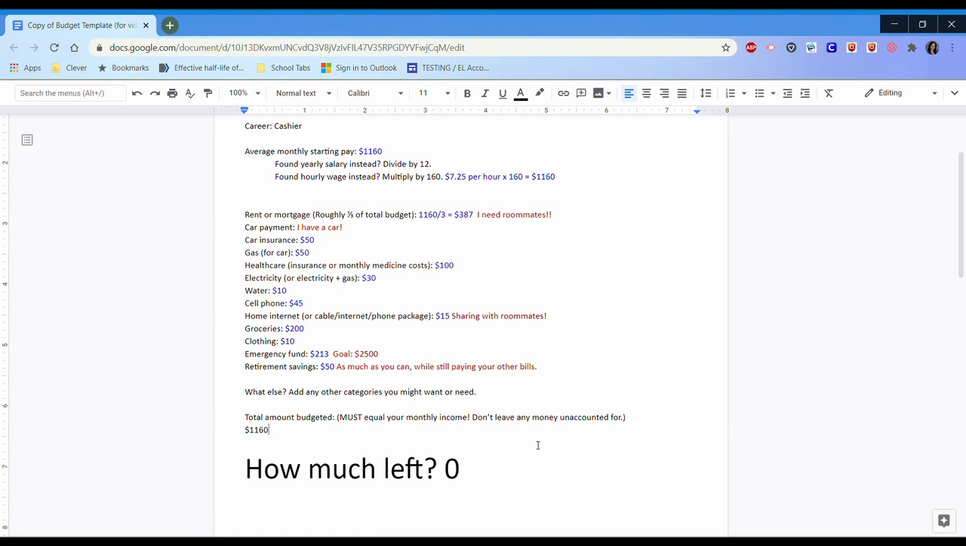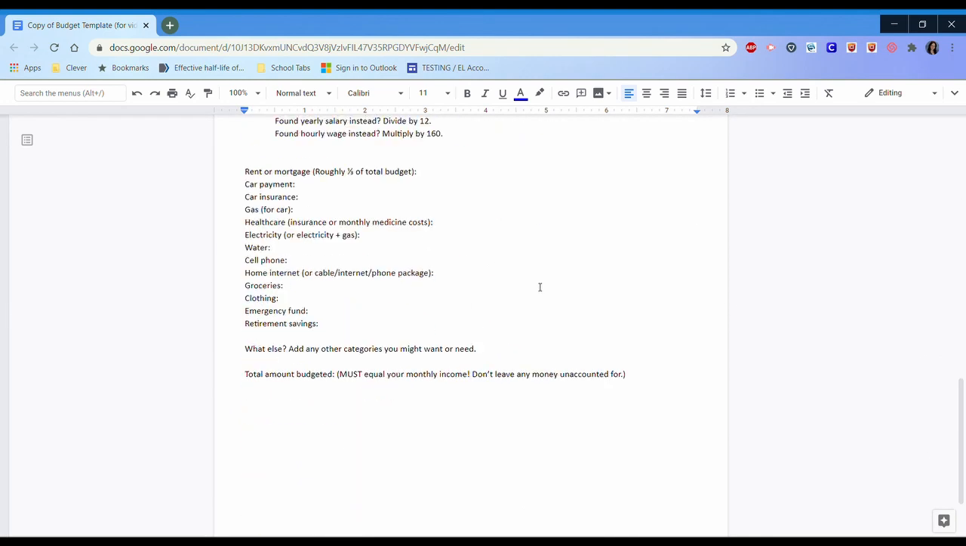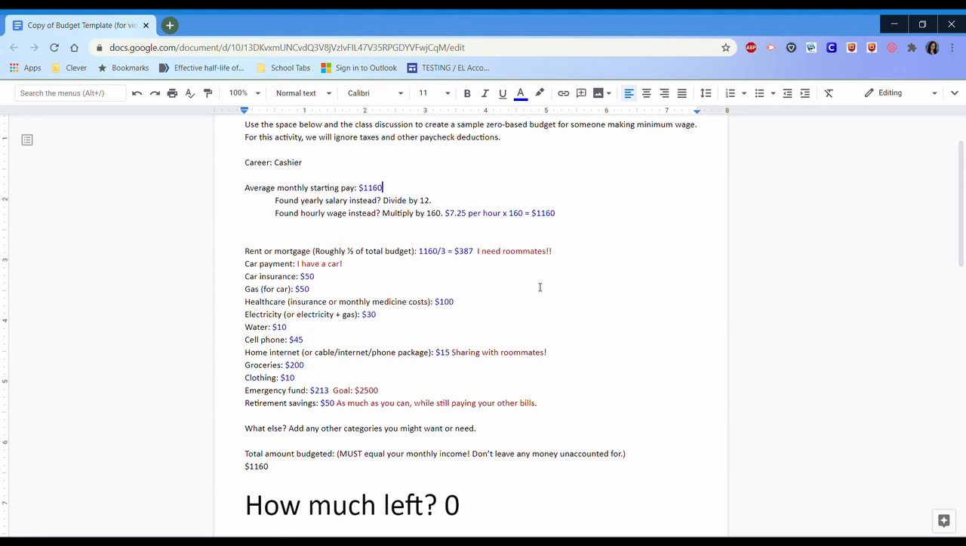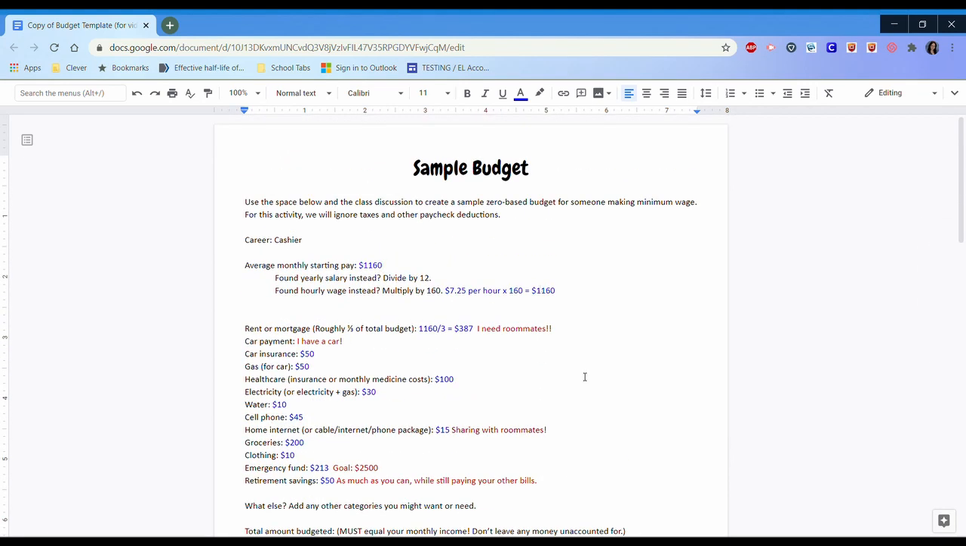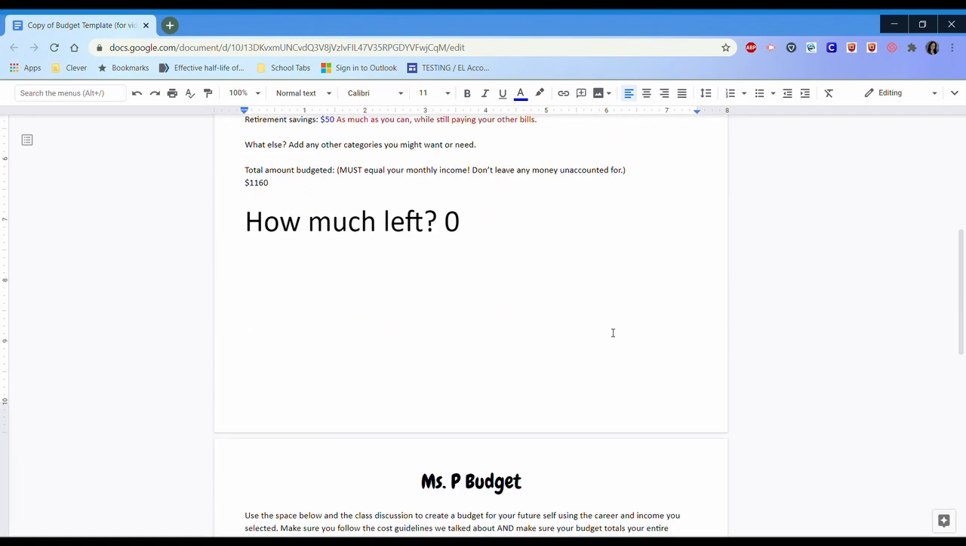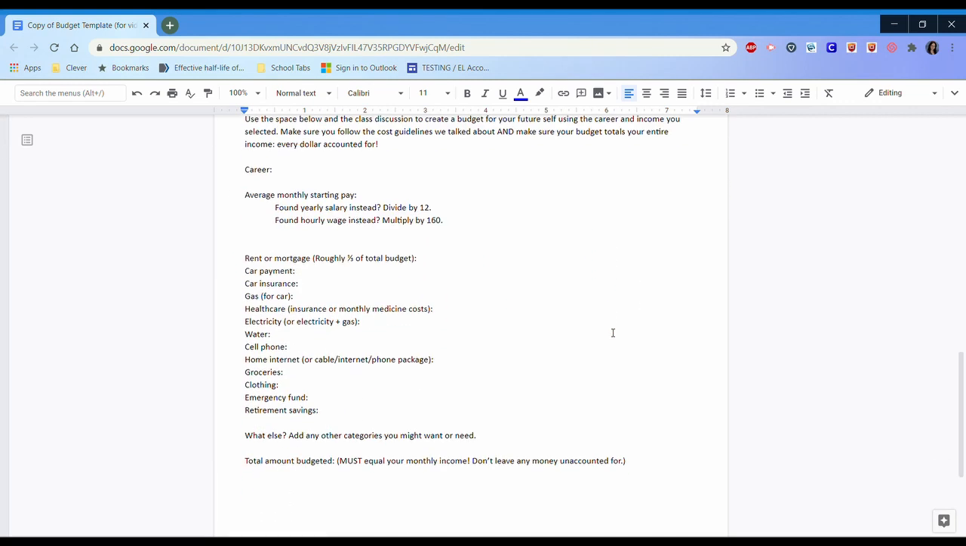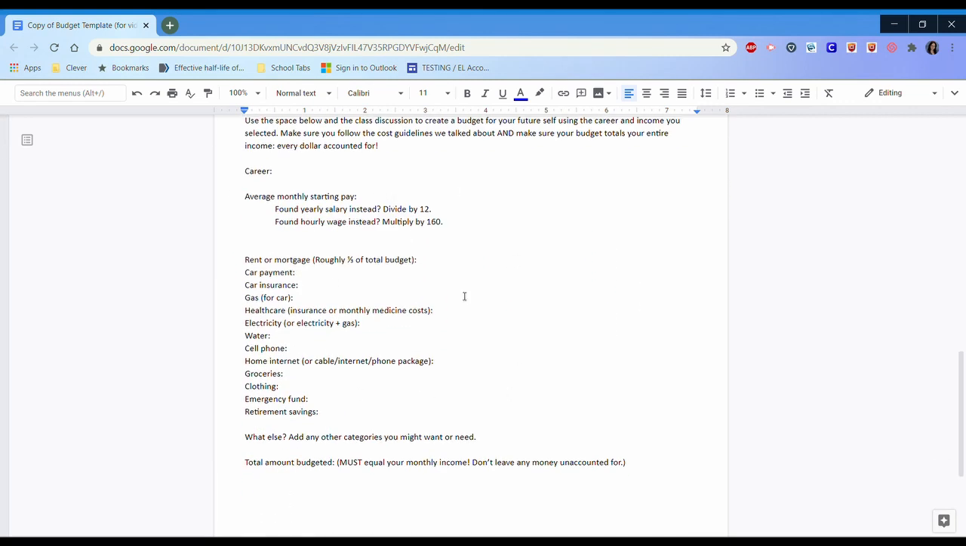And then when you think you've got something you can live with, you can go ahead and submit. On the second page, that is, you can go ahead and submit it. Okay, so look over this. Look over the little notes that we took over what things might cost. Talk to your parents about what they spend if they're willing to share that information with you, and then go ahead and do your budget for your future career.